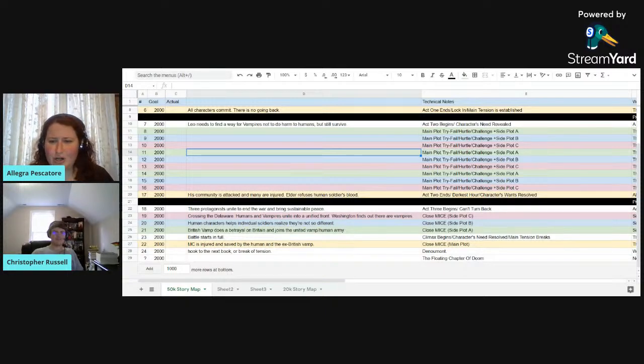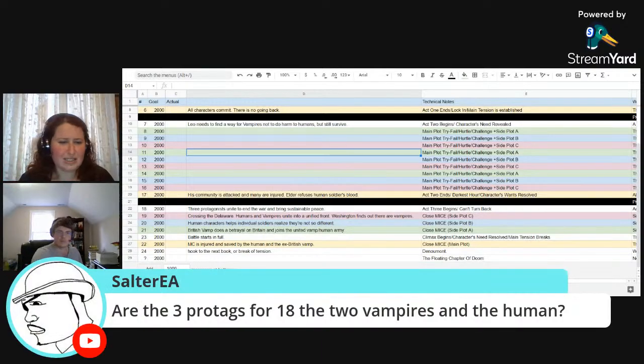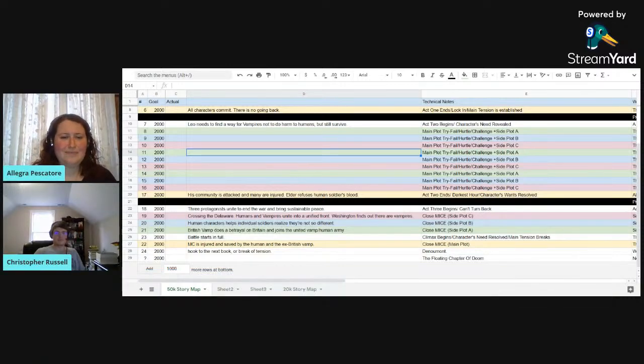Yes. For a question from the audience, are the 3 pro tags for 18 the 2 vampires and the human? Yes. This is a 3 protagonist book in a 4 mice element, so where they end up on the chain is going to vary. But yes, in this particular example, it would be all 3 of them.